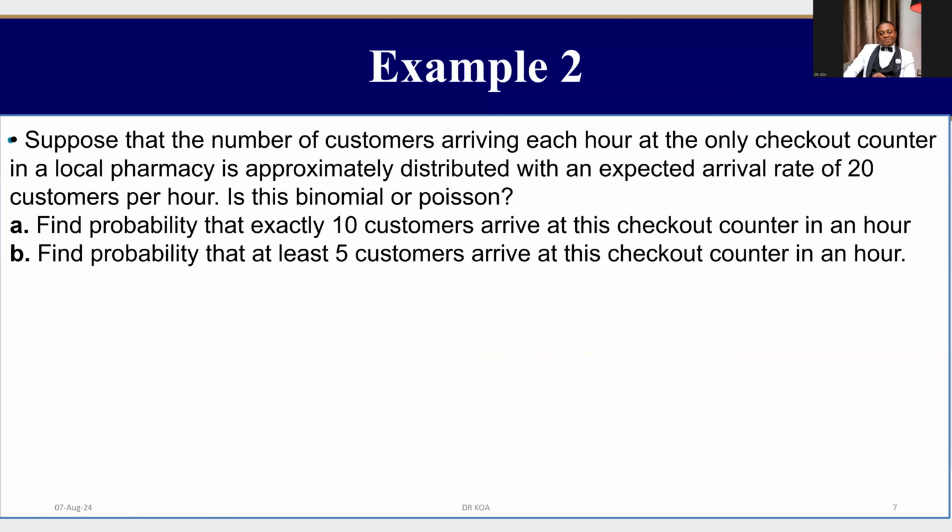Suppose that the number of customers arriving each hour at the only checkout counter in a local pharmacy is approximately Poisson distributed with an expected arrival rate of 20 customers per hour. Is this binomial or Poisson, and why? You can tell us. Godwin. It's Poisson. Why? Because of the customers per hour, that's per hour.